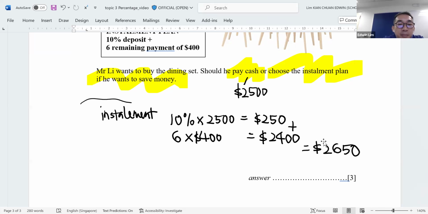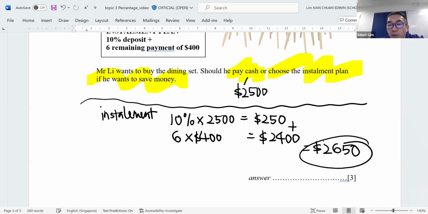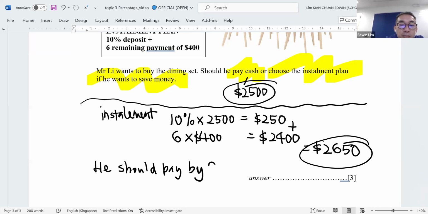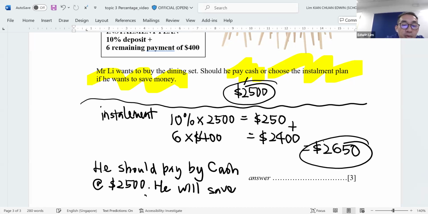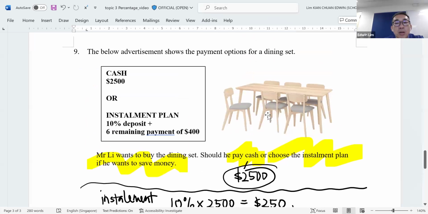The installment plan is 2,650. By cash is actually 2,500. If you want to save some money, he should pay by cash at $2,500. You will save $150. Where I get the 150 from? 2,650 minus 2,500. All right, so I hope this is useful.